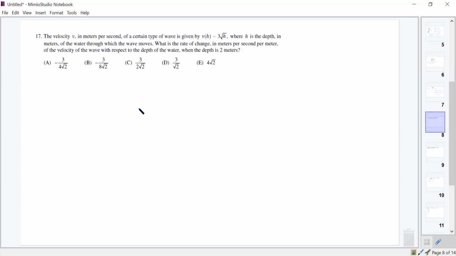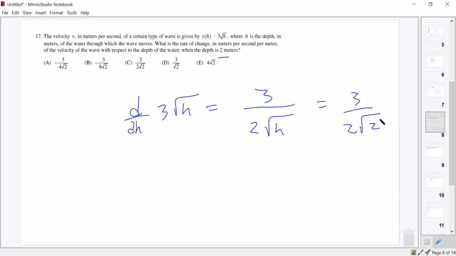So in order to take the derivative, we're doing this. What is the rate of change in meters per second per meter of the velocity with respect to the depth of the water? Yep. So it should just be the derivative of 3 root h, which ought to be 3 over 2 root h. And if h is 2, then that ought to be 3 over 2 root 2. Good or no?